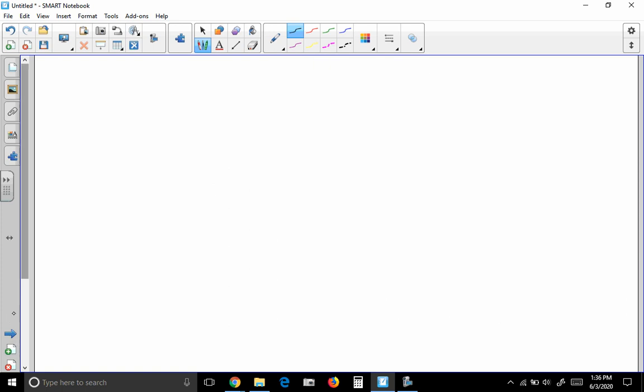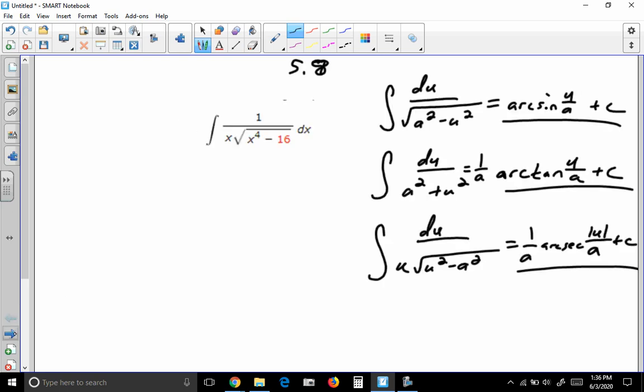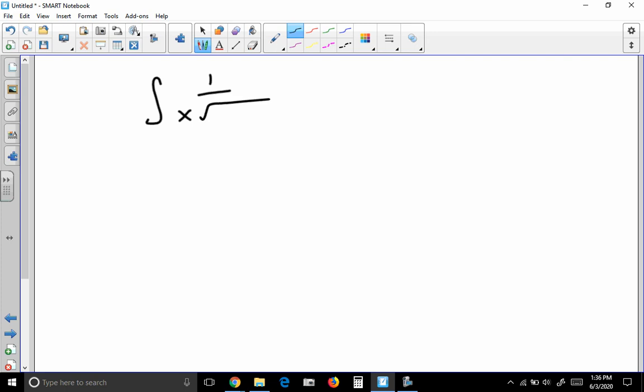So let's do this problem, and I'm just going to bring this one over to another page. Let's integrate. What did we have? We had 1 over x times the square root of x to the 4th minus 16 dx. So we have three new integration formulas. That doesn't necessarily mean that any of these problems are going to use those formulas, so we have to keep in mind other techniques. But since these are in this new section, there's a good likelihood that one of these three new formulas is going to be what we're looking for.